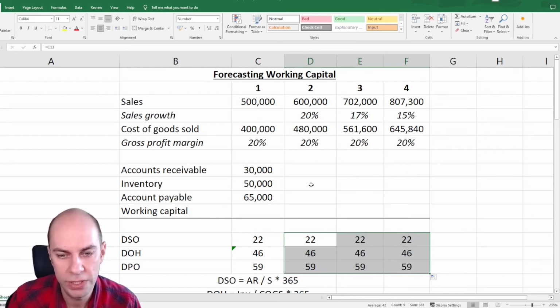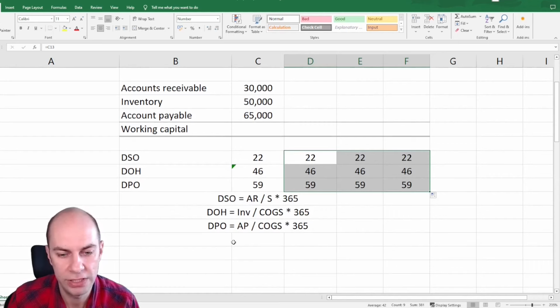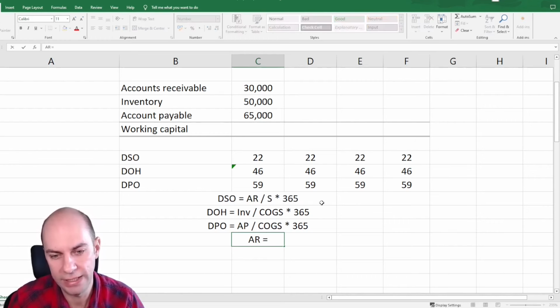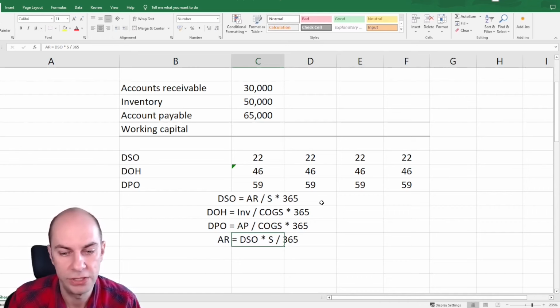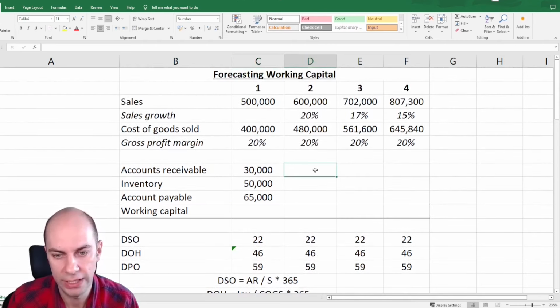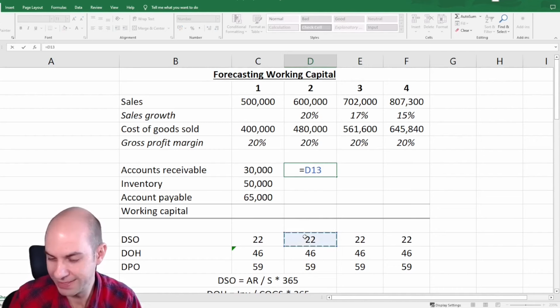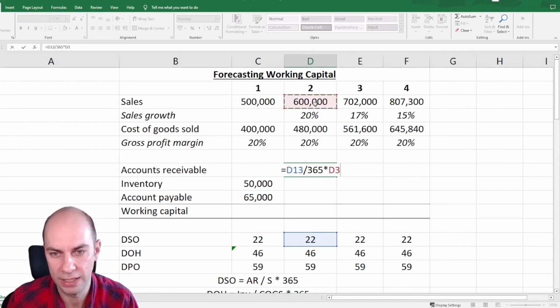Now, let's go to year 2 now and try to work out the receivables based on the days. Now, we have to actually rearrange this formula. So let's think about it. If DSO is receivables over sales times 365, and I need receivables, well, I need to rearrange that formula. So I need to take DSO times sales over 365, okay? And similarly, I will need to rearrange the other two formulae as well. So let's go here and do this. So the way I think of it actually is I could take the days as a percentage of 365 and then multiply by sales. That's how I kind of like to think about it.